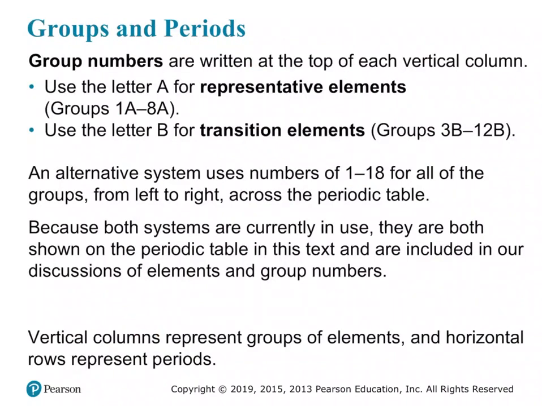So for instance, we use the letter A for representative elements and the letter B for transition elements. Now this is also useful. Later on we'll find that the group numbers for the representative elements kind of match up with certain properties, so just keep that in mind. Now again, you could also number the groups from 1 to 18. That works too. But again, we're going to use the other system here because it's a lot simpler.